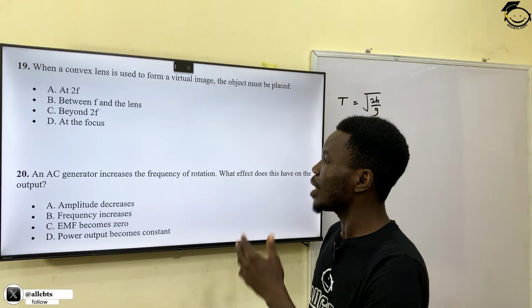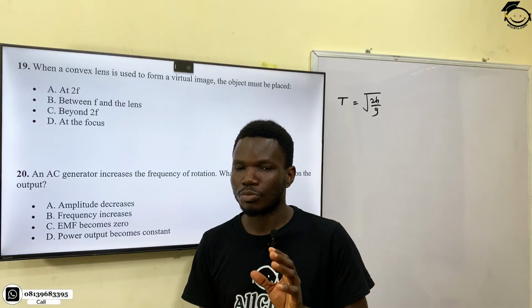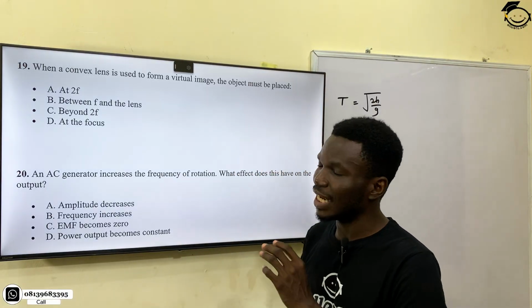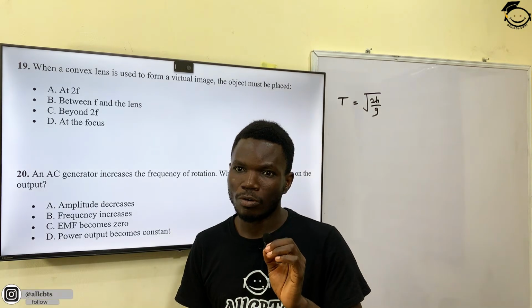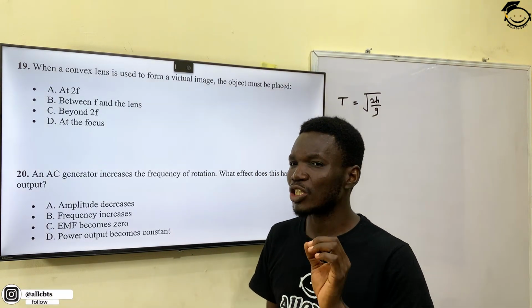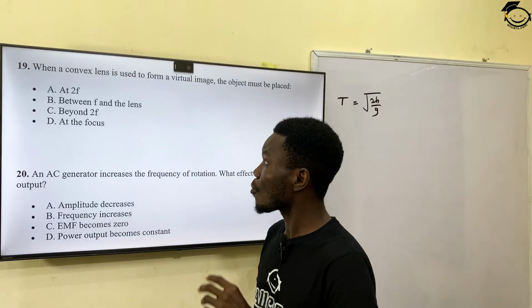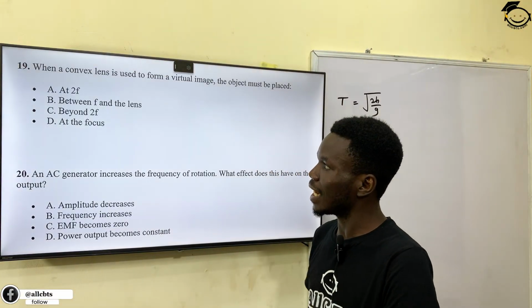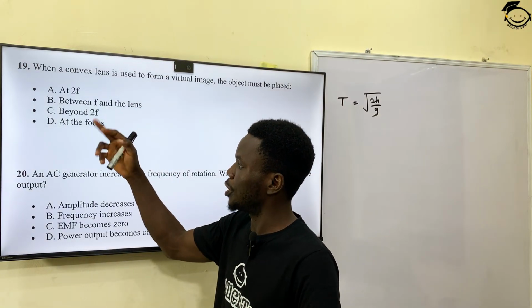So when you place the object between the principal focus and the lens, the convex lens is going to form what? A virtual image. It's going to form an image that is not real when you place it between the focus and the lens, which is what? Option B.